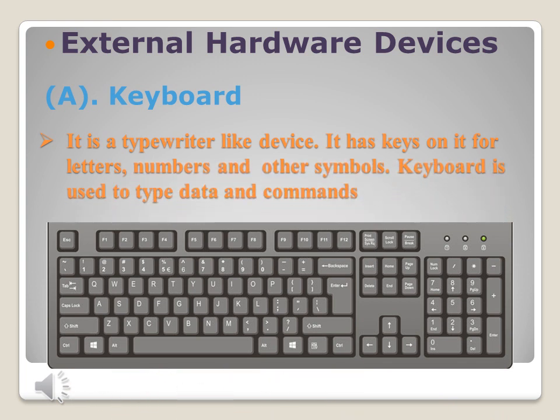Now let's discuss each and every hardware which is connected in the computer in detail. The first one, external hardware. The first one is the keyboard. It is a typewriter like device. It has keys on it for the letters, numbers and some other symbols which are used to input the data in the system. Keyboard is used to type data and commands. You can also see in the picture.